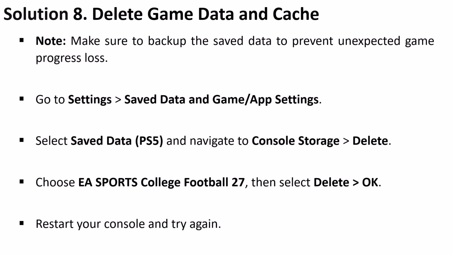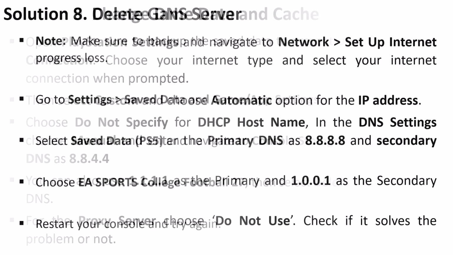Solution 8. Delete game data and cache. Now please take note, you must back up the save data to prevent unexpected game progress loss. Now go to settings, save data and game/app settings. Select save data PS5 and then navigate to console storage, delete. Select College Football 27 game and then select delete, OK. Now restart your console and then try to launch the game and check.